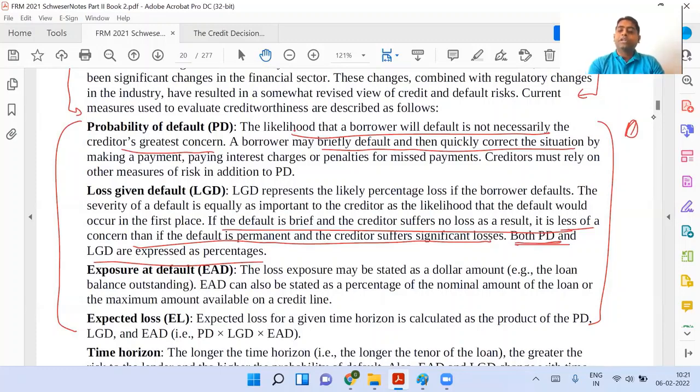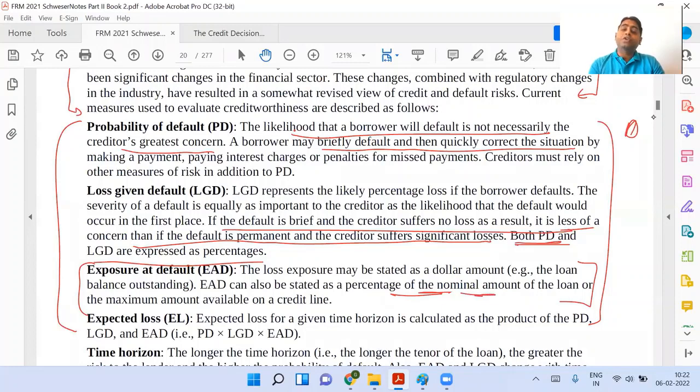Exposure at default: if it's a normal loan, exposure is the loan balance amount. If I've given a loan of $100, it will not go up. It will always go down because the customer might repay a certain amount. And this exposure at default can also be expressed as a percentage. But normally, in level one also, we talked about it in terms of dollar amount.